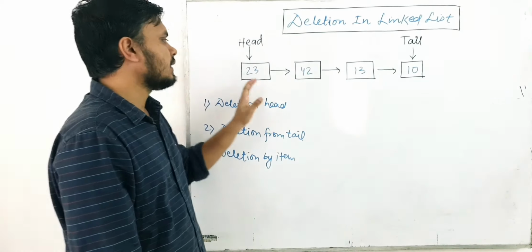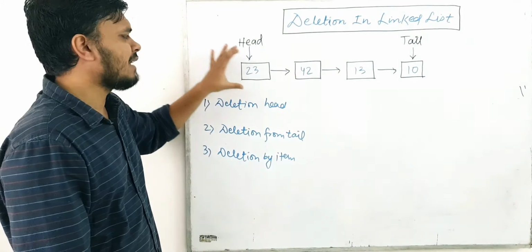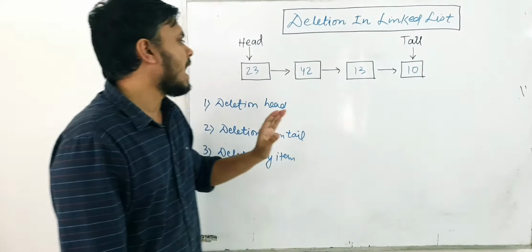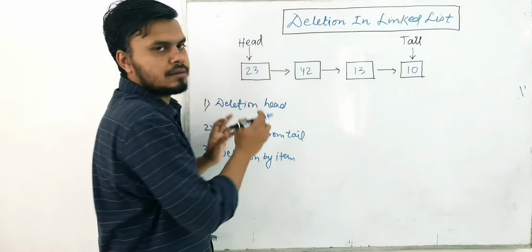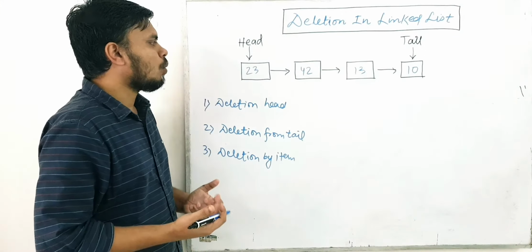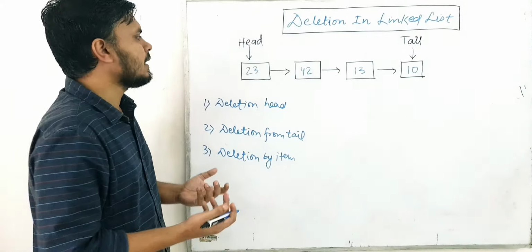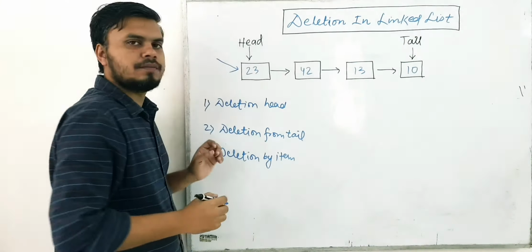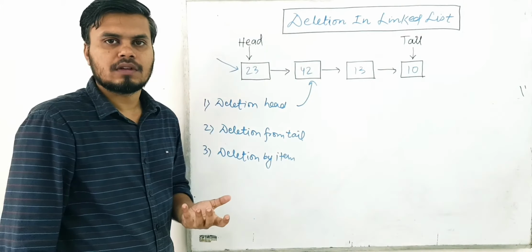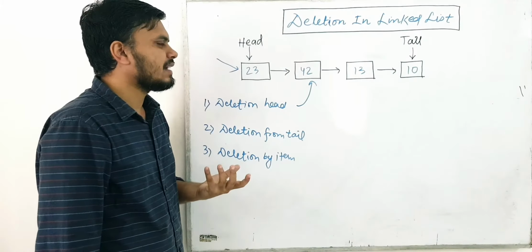So let's say this is the linked list and we have four nodes. This is the head, this is the tail node, and we want to delete the first item, that is this one. Deletion is very simple. What you have to do is simply ignore this particular node and make the next node the head node. So in code, it's very simple.